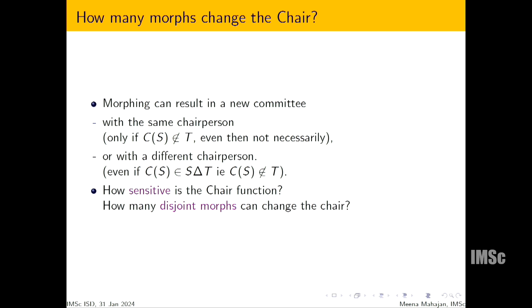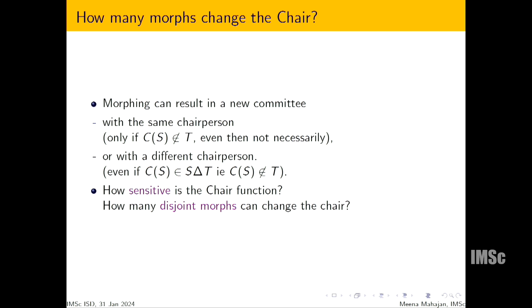Now, when you change from a committee S to a committee T, the chairperson may change, may not change. So in particular, if the previous chair, the chair of S, is also in the difference set, then of course the new committee has to have a different chair because that person has gone out of the new committee. But even if that chair was not in the difference set, the new committee after all is a new set of people, and they may choose somebody else as the chairperson. So the chairperson may change even when the original chair is not a candidate.